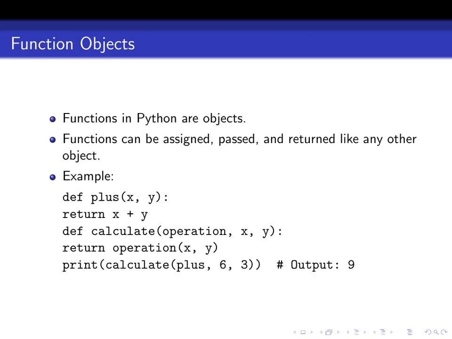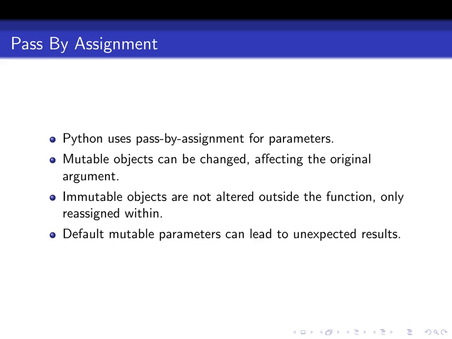Functions in Python are not just code blocks. They are objects. This means you can assign them to variables, pass them as arguments, or even return them from other functions. Here's an example where we define a function to add numbers, then use another function to perform that operation with passed arguments. When it comes to how Python handles function parameters, we talk about pass by assignment.